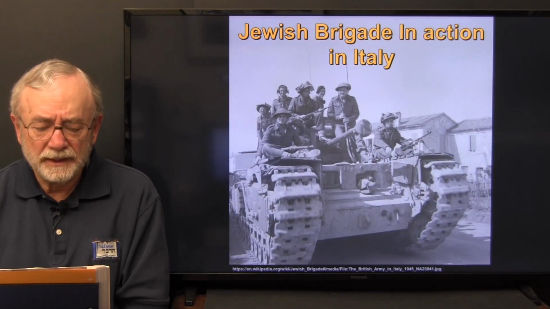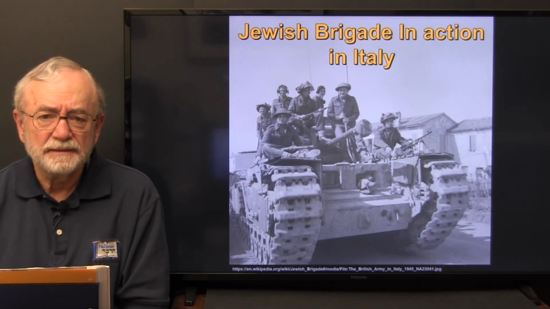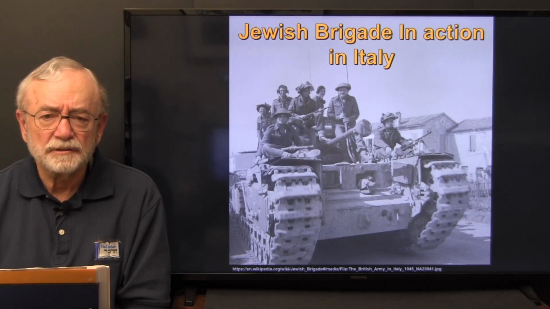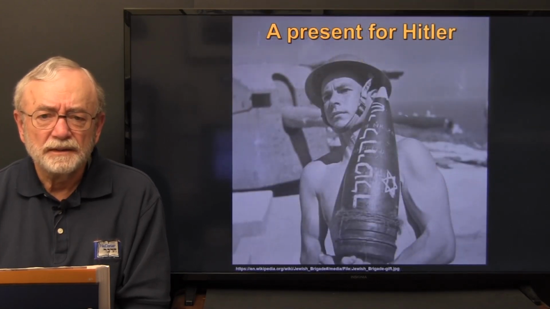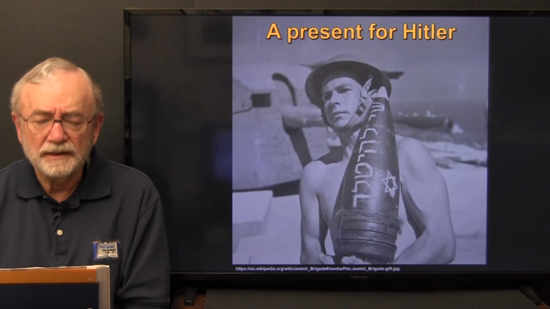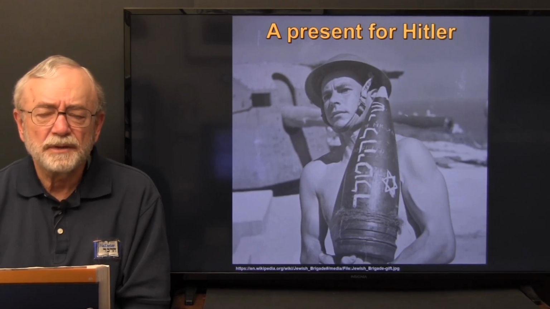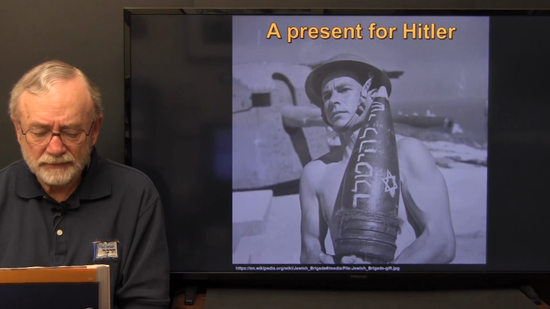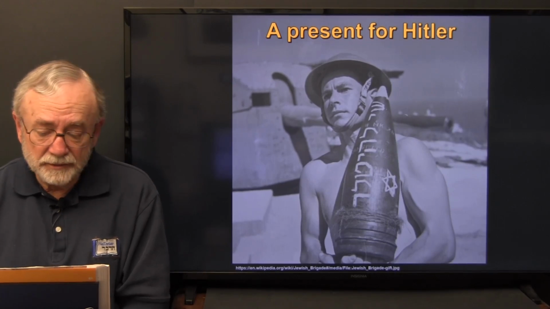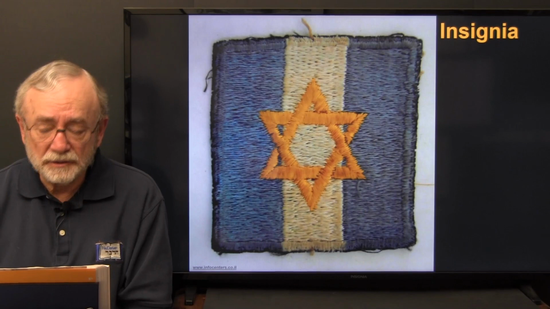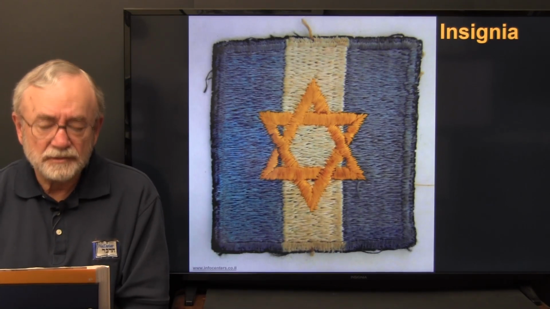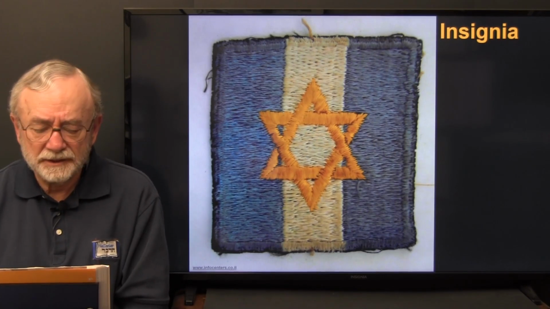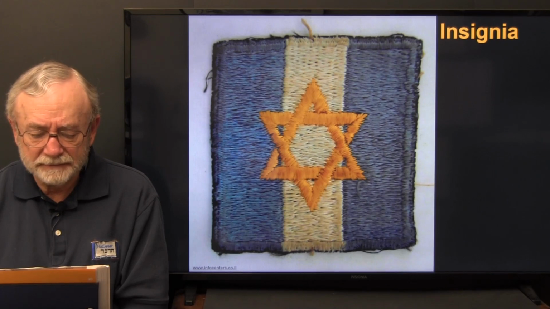And here's the Jewish Brigade in action in Italy. They did go to Italy and served well. And this young man is holding a shell. And the Hebrew says, a present for Hitler. A present for Hitler. A Zionist banner was approved, together with a blue and white shoulder patch inscribed with the Shield of David. So this is the insignia of the Jewish Brigade.